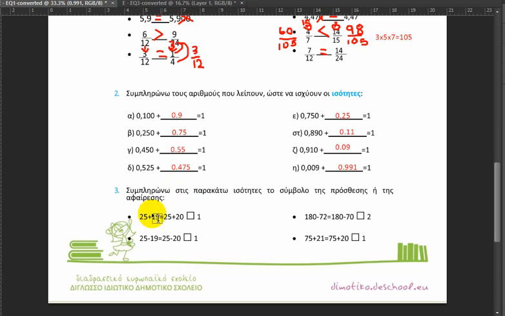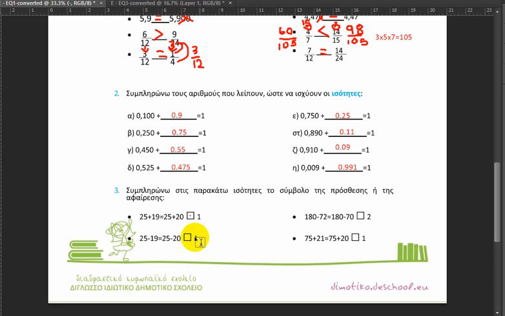Here we need to figure out if this is addition or subtraction. So these are really small numbers. I think you could do this easily. 25 and 19 makes 44. So 25 plus 20 makes 45. You need to add or subtract 1 to get 44. I'll subtract it.